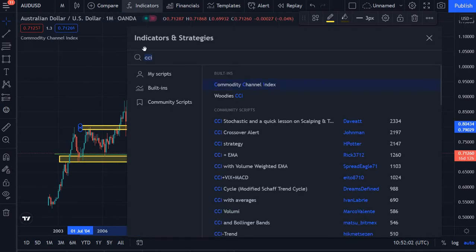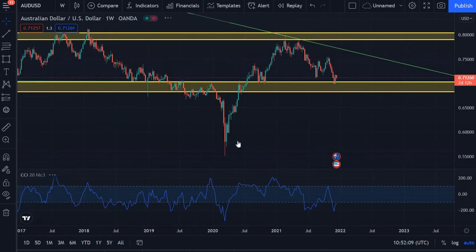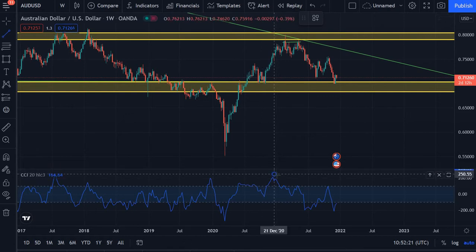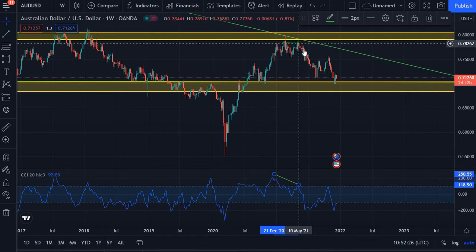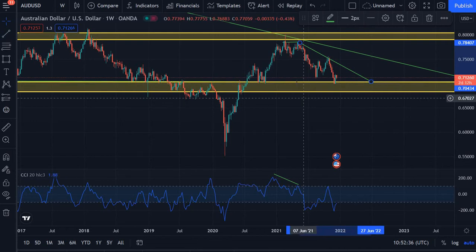Let's check the CCI here. Well, pretty much downtrend and double top. Checking the weekly, so here basically this double top with this divergence here. And then we pulled lower. Here we could see a trend line being formed.